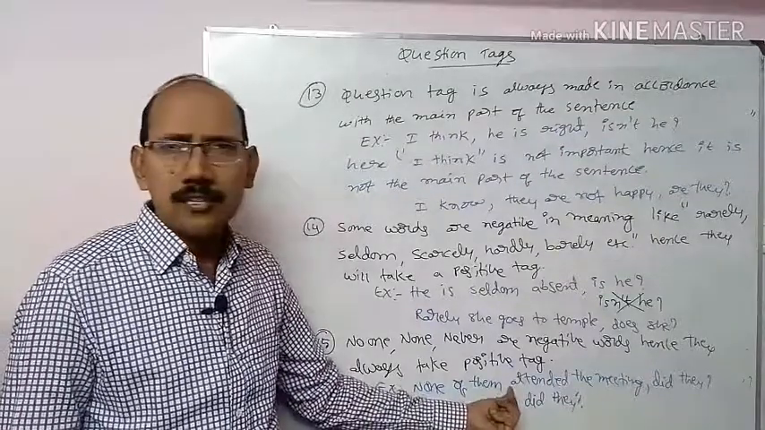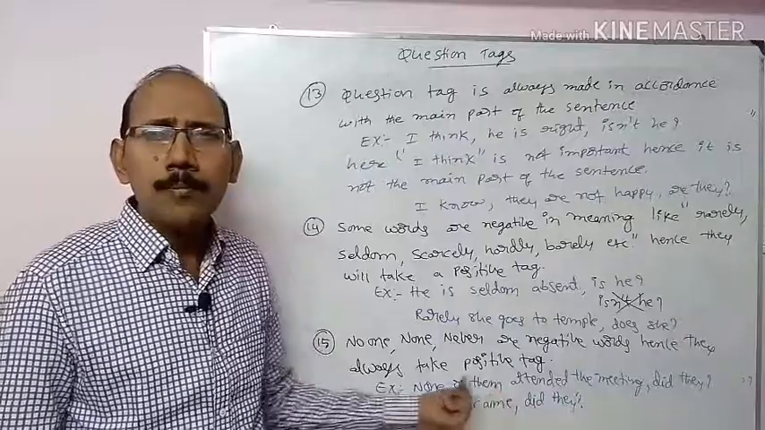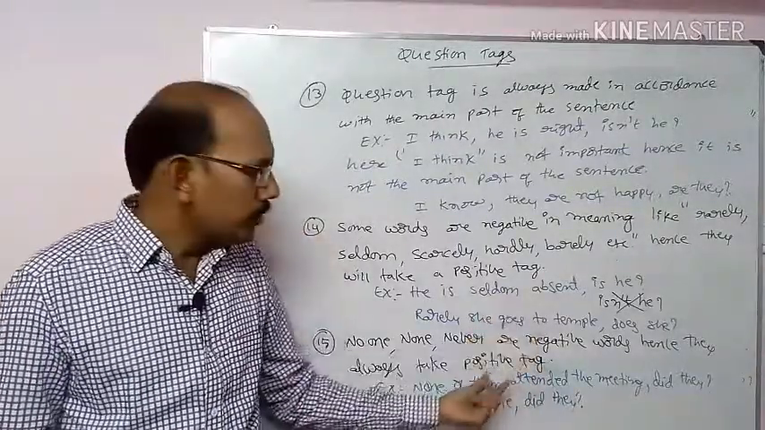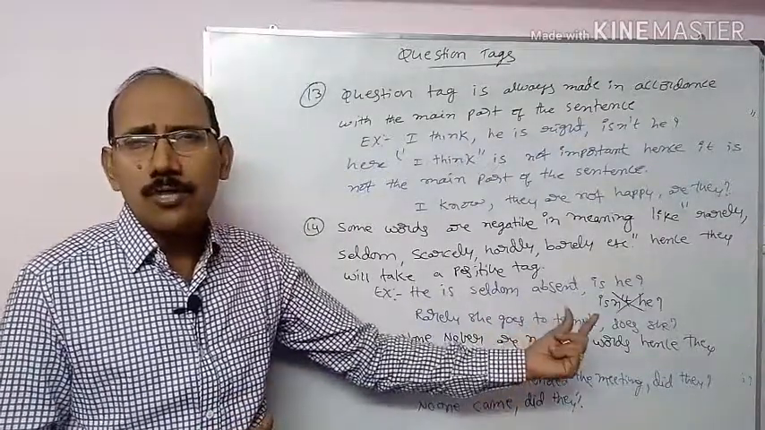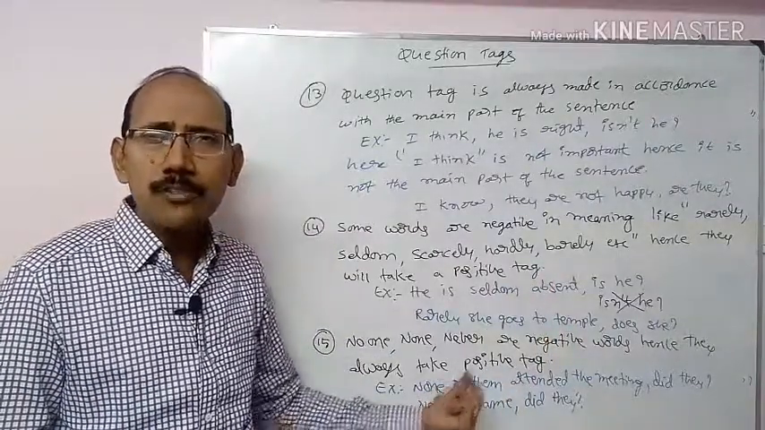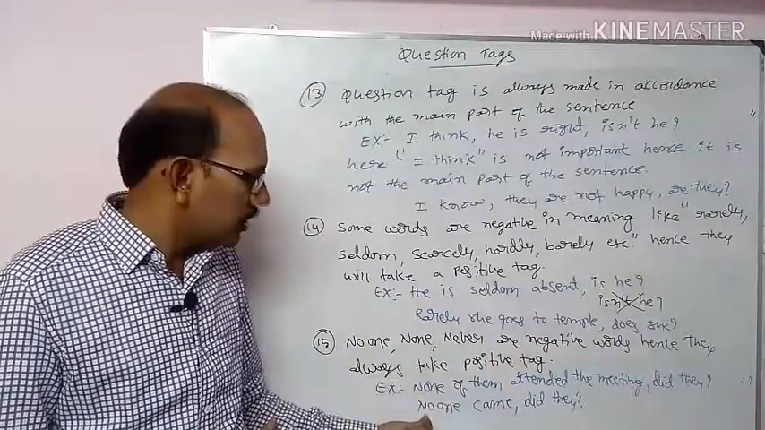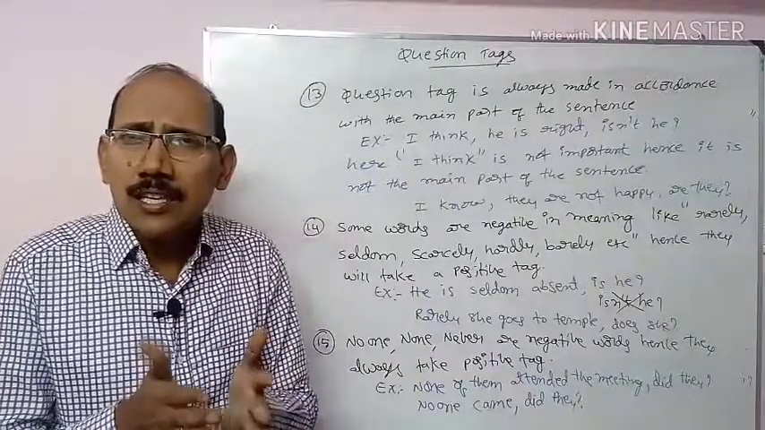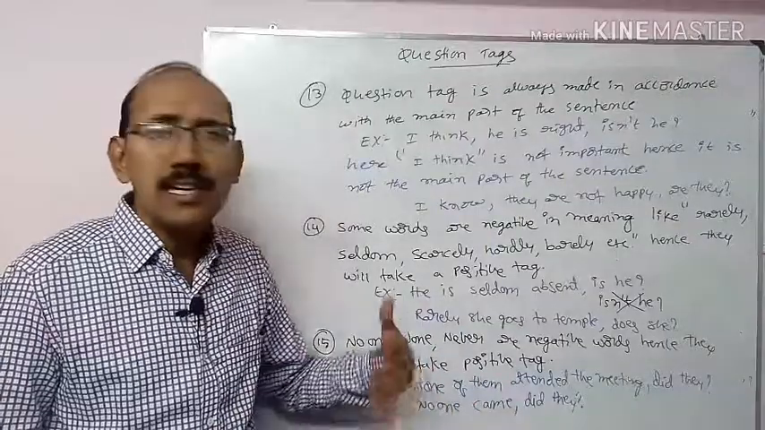None of them attended looks like a positive statement, but in fact it is a negative one because of none. None of them attended the meeting, did they? Automatically the sentence is a negative sentence because of none. Again, we should not use a negative question tag there. For a negative statement we have to give only a positive tag. This is a negative statement because of none. Look at the next one, no one came. It is a negative statement, so we have to give only a positive tag like did they.